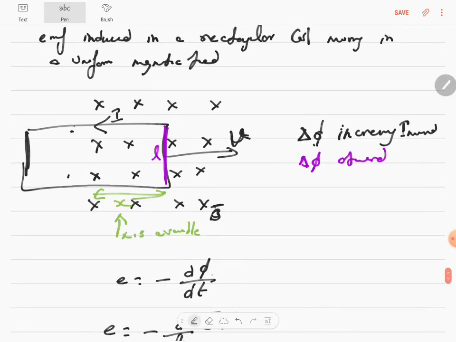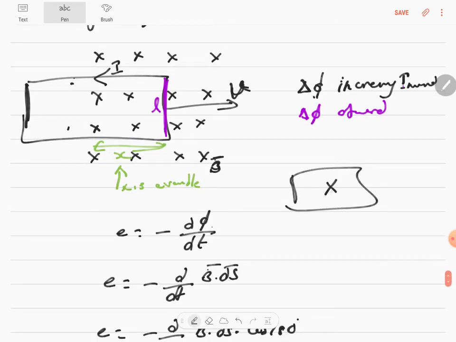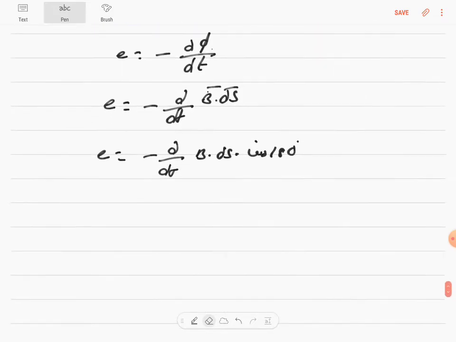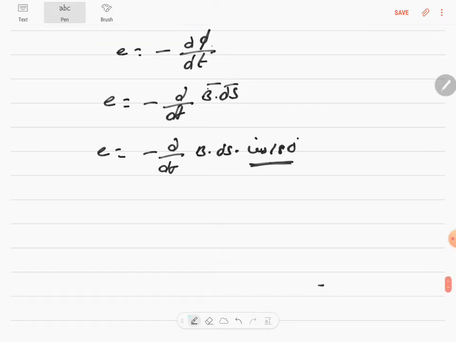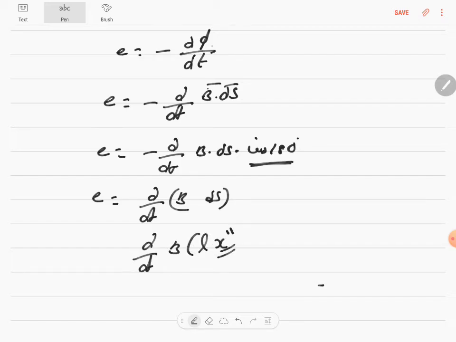Why? Because of the angle between the coil's normal and the magnetic field. The magnetic field is inward and the normal to the coil is outward, so the angle between them is 180 degrees. Therefore theta is 180 degrees, and cos 180 is minus 1. So E is equal to d by dt of B into ds. Here I write into only for clarity, not as a cross product. The area ds in this sum is L into the variable x.